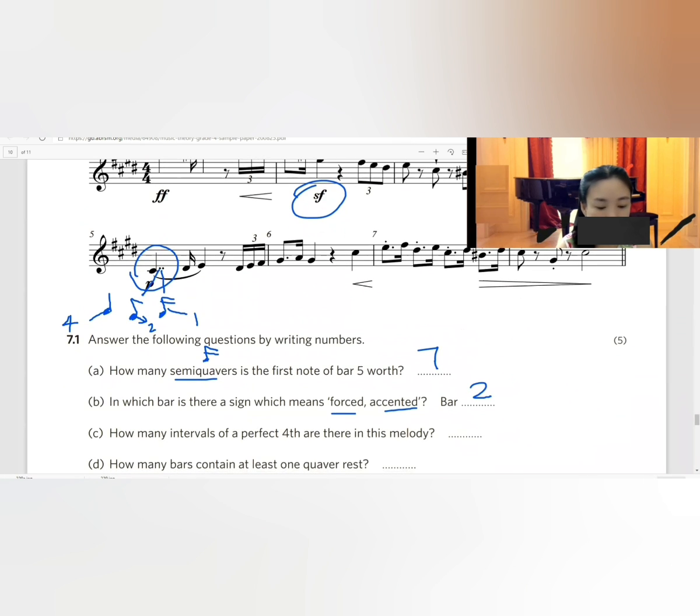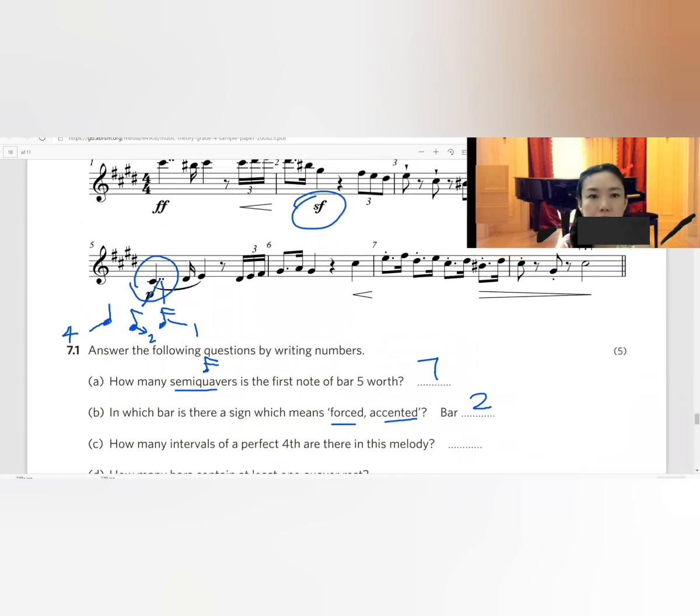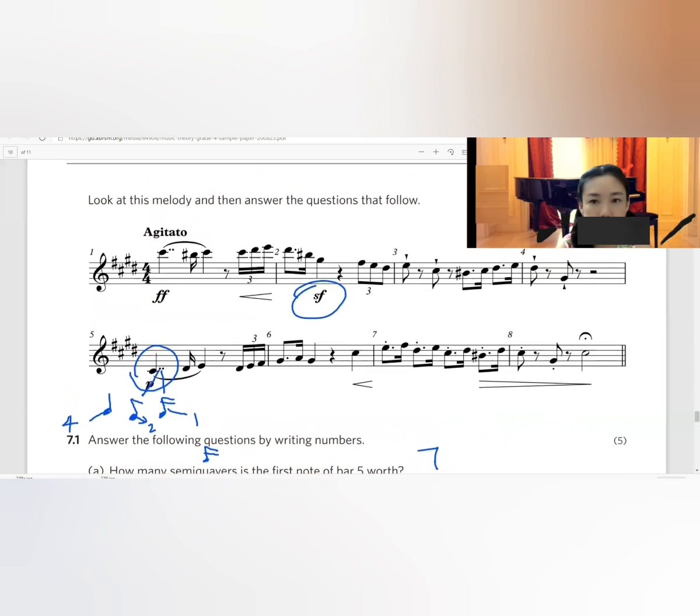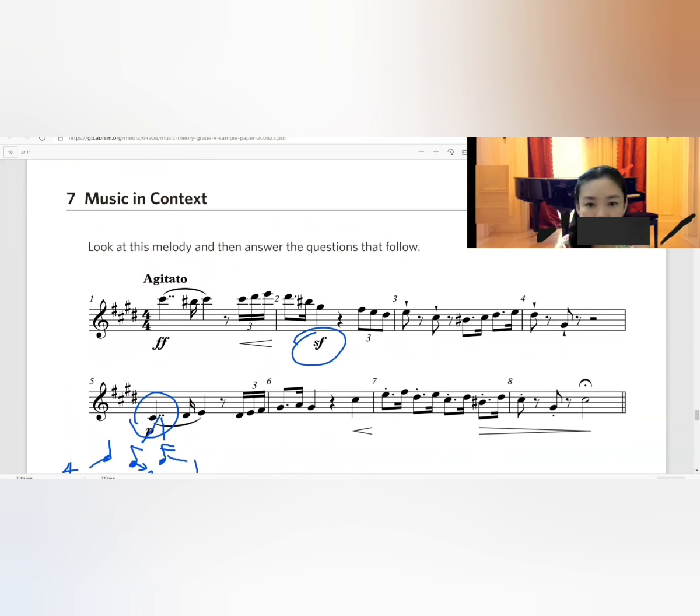How many intervals of a perfect fourth are there in this melody? Let's look at the notes that are a fourth apart. The first one that I found is over here, G to C. In G major, C has no sharp or flat. So this is a perfect fourth. Okay, so I found 1. Another G to C is here. This is the second pair I found.